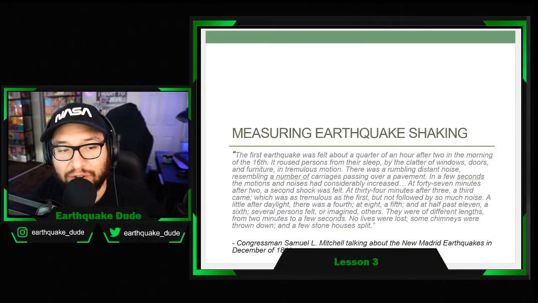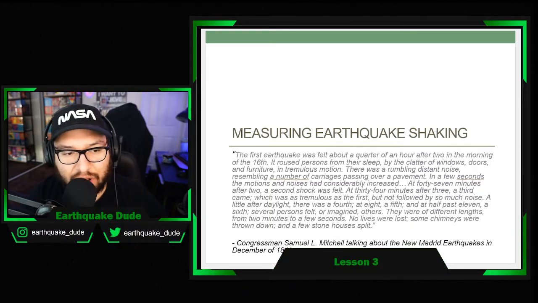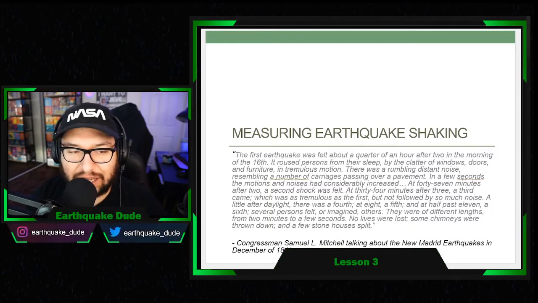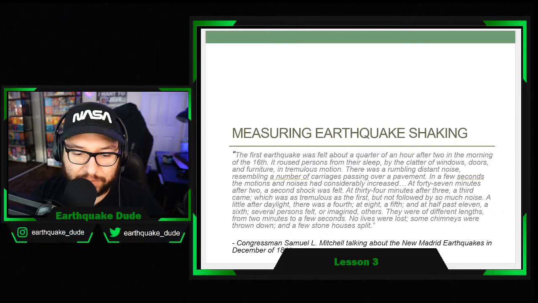So, a very, very detailed description of the shaking of the 1811 New Madrid earthquake.